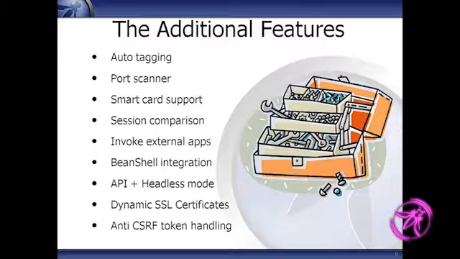We have a lot of additional features as well. Auto tagging, which I kind of like, and I'll show you that later. We've got a port scanner. It's not Nmap. We're not pretending it is, but it's there. It's convenient if you want to use it. Smart card support. You can compare sessions, see how they differ. You can invoke external applications, and this is something I think is very important. We want ZAP to be as effective as possible, but we know that there will be times when you want to use other tools. So you can invoke those tools from ZAP, and if possible, we'll allow you to pass any context across. So if you're on one particular page, you'll be able to pass all the information across to whatever other tool you want to use.